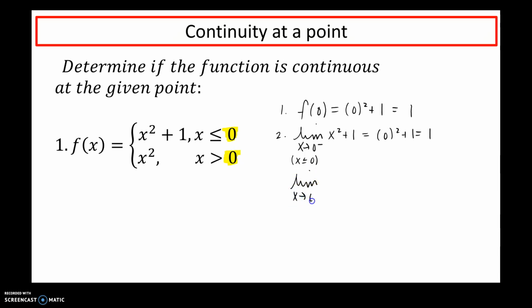Okay, limit as x approaches 0 from the right-hand side. So now on the right-hand side, that's all values of x bigger than 0. So I'm going to plug that into my quadratic that does not have the vertical shift. 0 squared is just equal to 0. These numbers are not equivalent, so the limit as x approaches 0 does not exist. And therefore the function is not continuous at x is equal to 0.